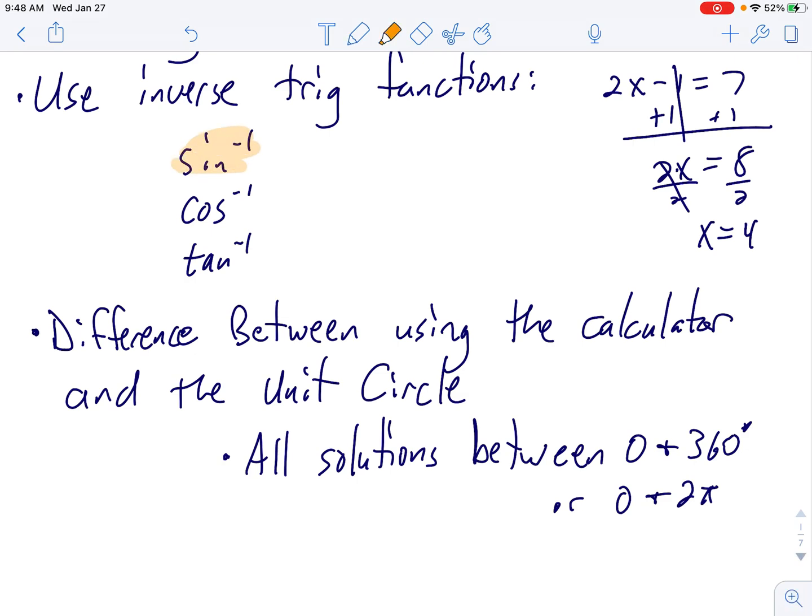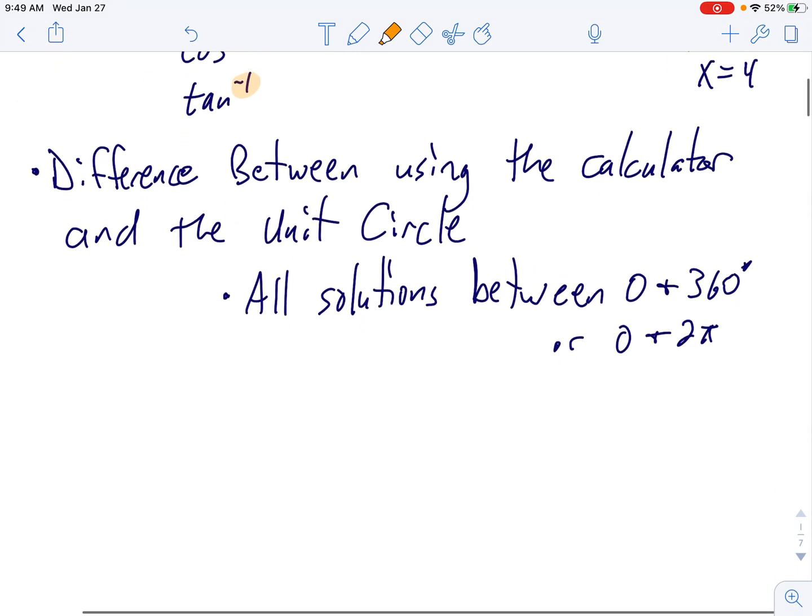Now there are 6 trig functions, so there are technically 6 inverses, but on today's lesson we're just going to stick with the main 3, just in the name of simplicity. So sine, cosine, and tangent. We have sine inverse, cosine inverse, tangent inverse. And I'll show you how to use those as it comes up.